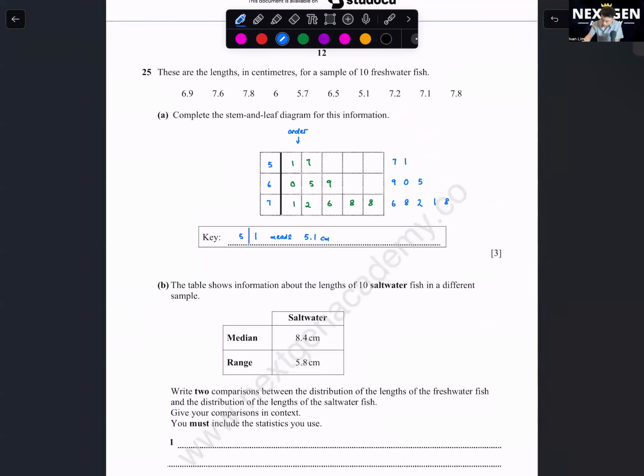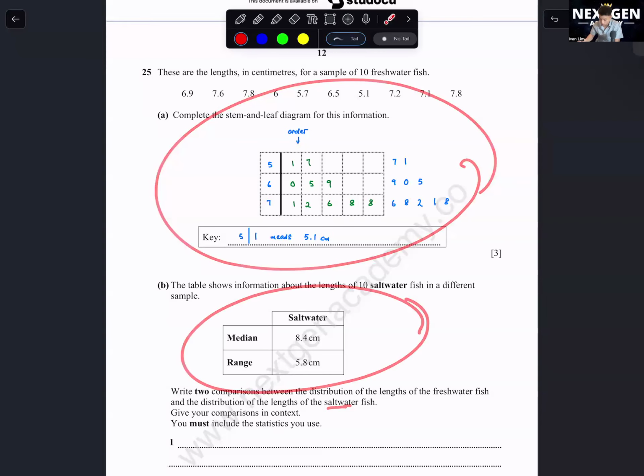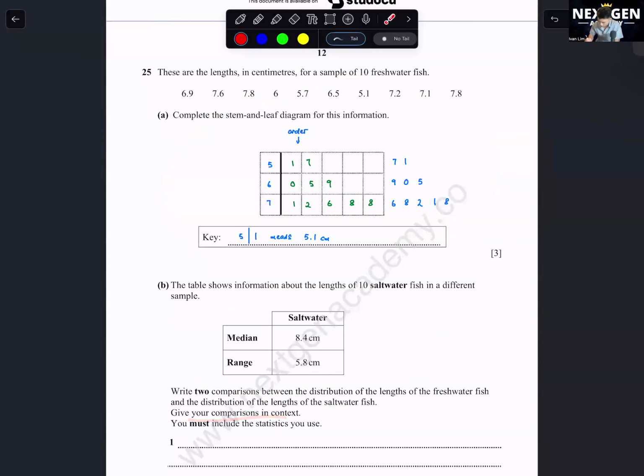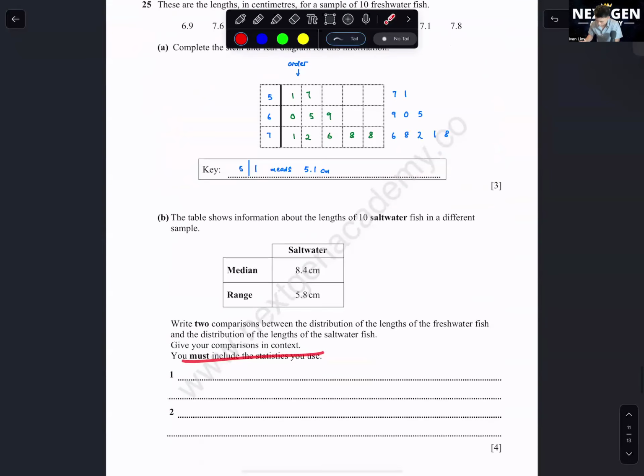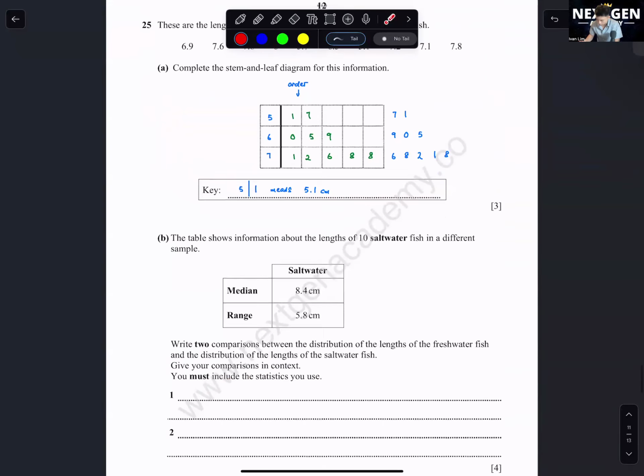This question is about a sample of 10 freshwater fish. Question B: the table shows information about the lengths of 10 saltwater fish in a different sample. Median is 8.4 cm, range is 5.8 cm. Write two comparisons between the distribution of the length of the freshwater fish and the distribution of the length of the saltwater fish. Okay, this one is freshwater fish, this one is saltwater fish. Give your comparison in context. You must include the statistics you use. Okay, this is a 4-mark question.